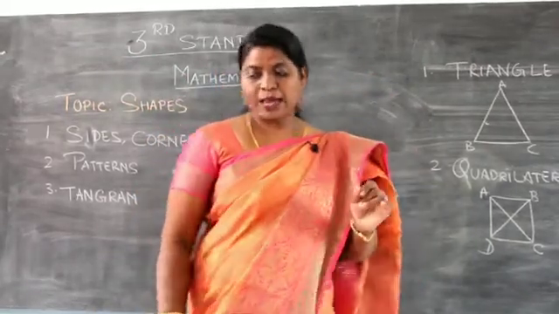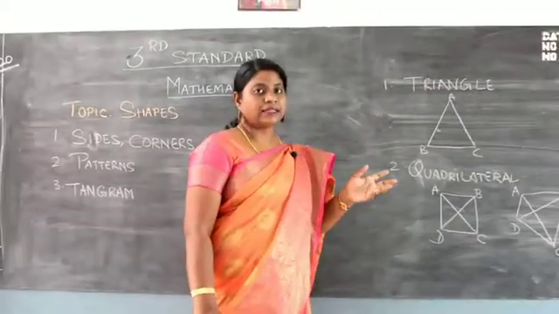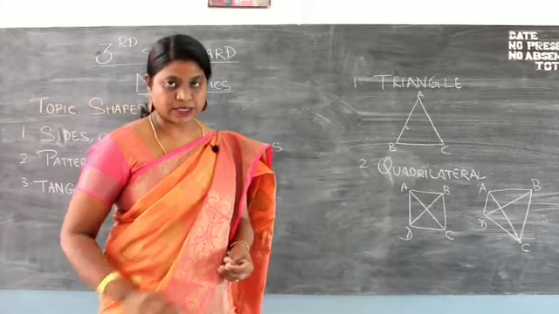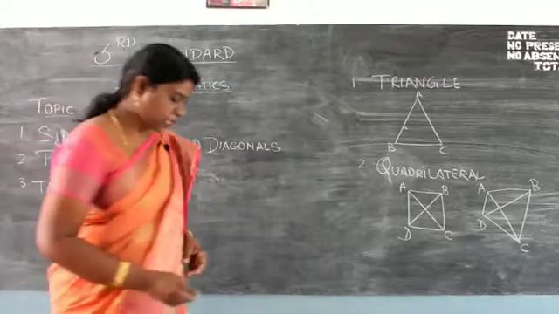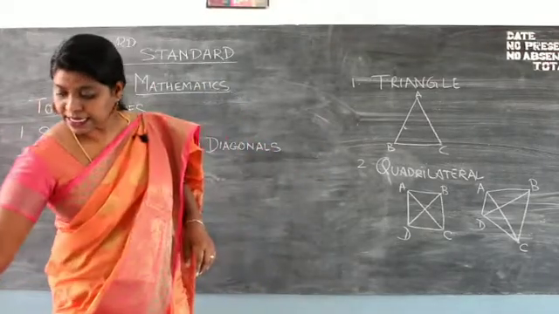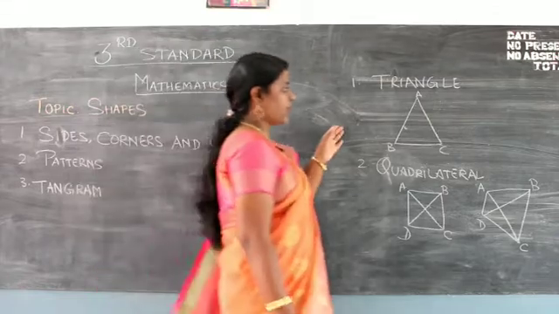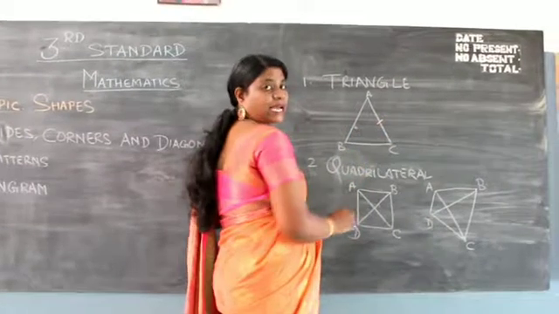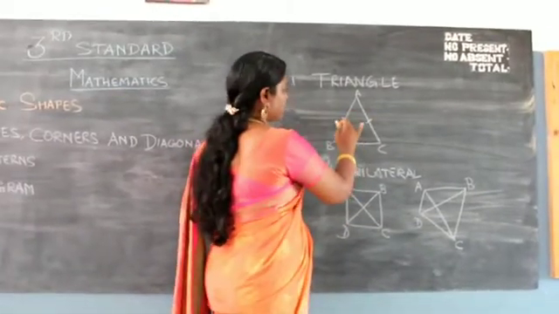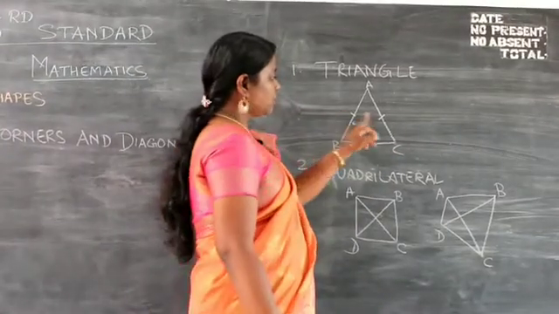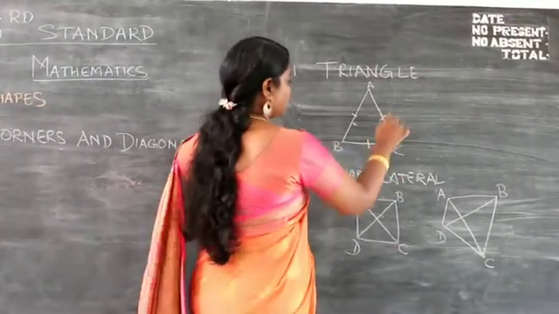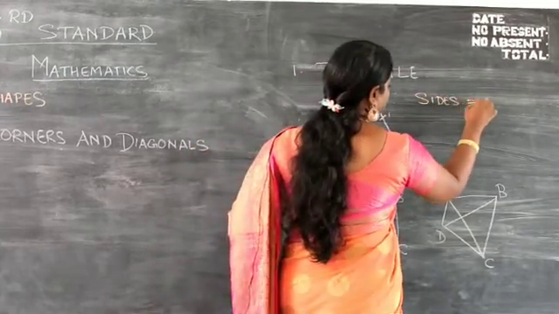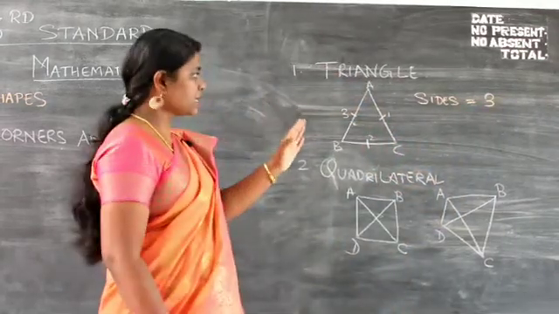Now in your two-dimensional shapes, triangle and other shapes, I am going to teach you what are the corners, what are the sides and what are the diagonals. Okay? So here we see that in this particular figure, I have a triangle. So I am going to tell you how many sides are there in the triangle. This is one of your sides. This is the second one. And this is the third one. So totally how many sides are there? 1, 2 and 3. So sides in a triangle are 3. 3 sides are there in a triangle.